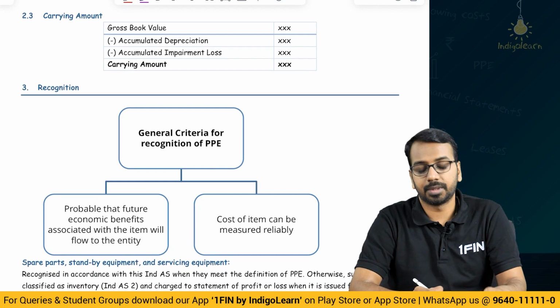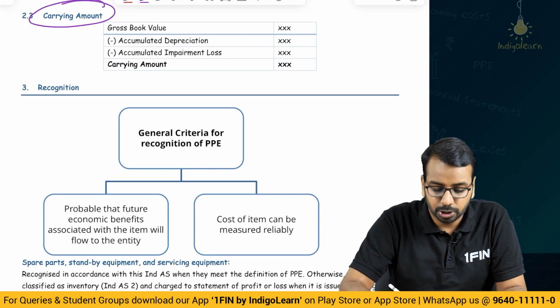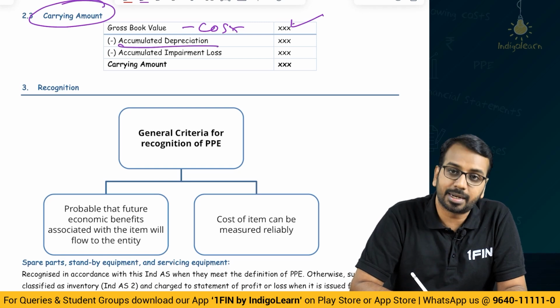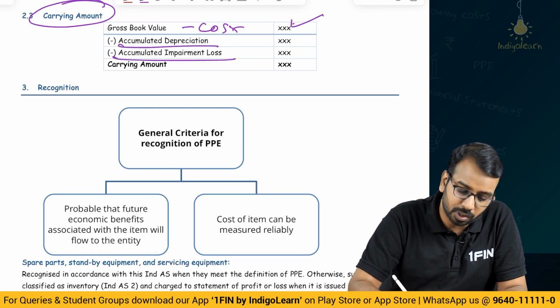Then how do we compute the carrying amount? You will take the gross book value, this is nothing but your cost, minus accumulated depreciation and accumulated impairment loss. This you will understand in Ind AS 36.